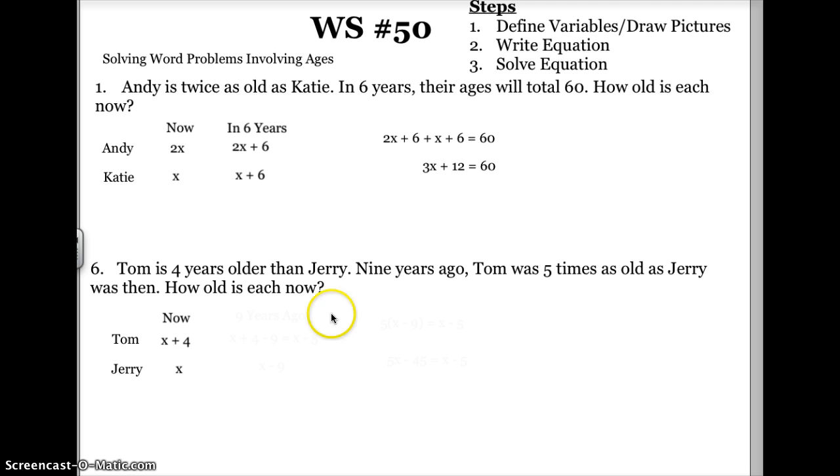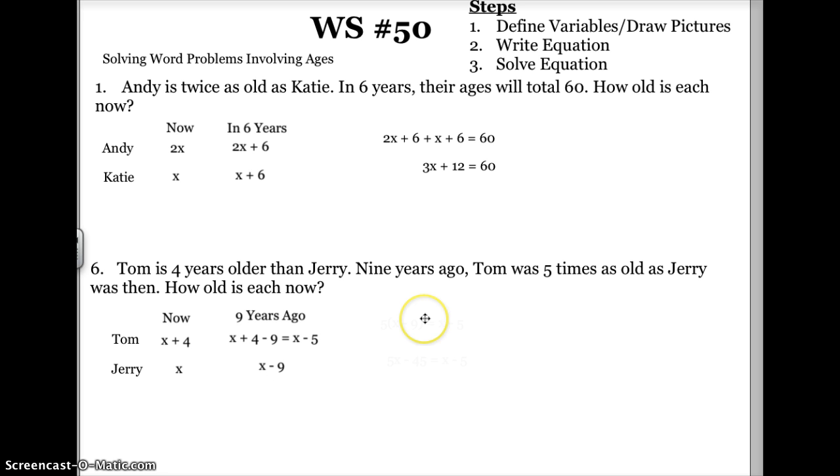Okay? Now the next time I'm going to look at is 9 years ago. So that would be like now minus 9. 9 years ago, Tom was x plus 4 now, and then minus 9, which is what he is 9 years ago. So the total, if I combine my like terms of positive 4 and minus 9, is going to be x minus 5. Jerry starts out at x, and 9 years ago, he's just going to be x minus 9.